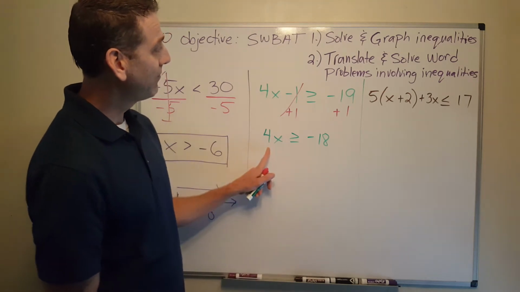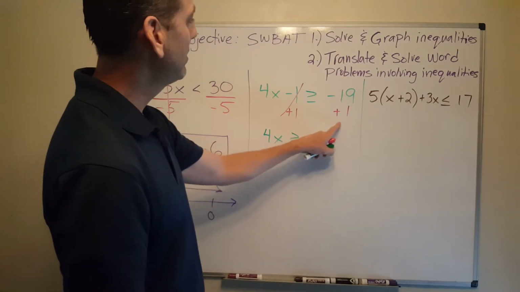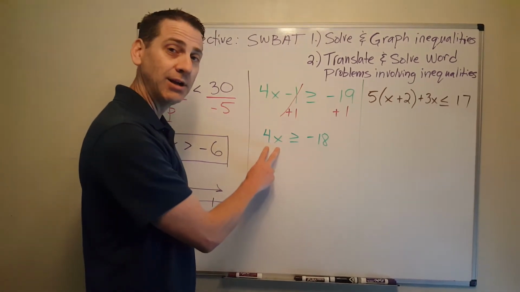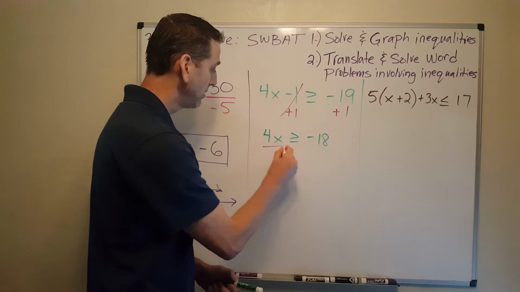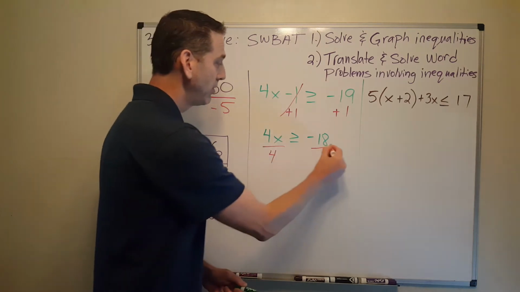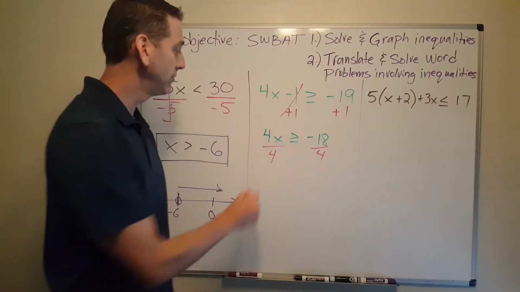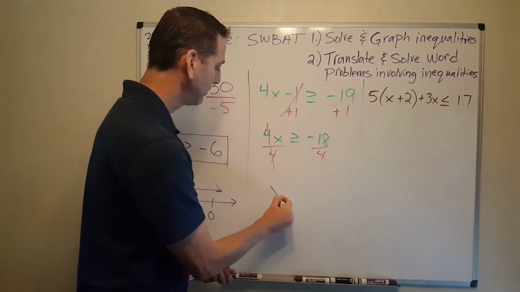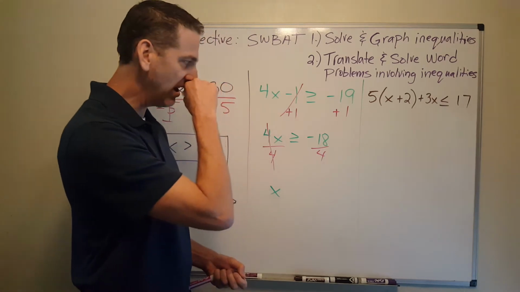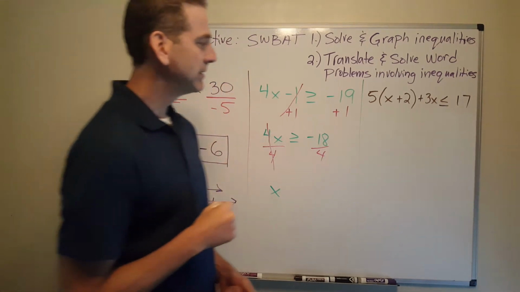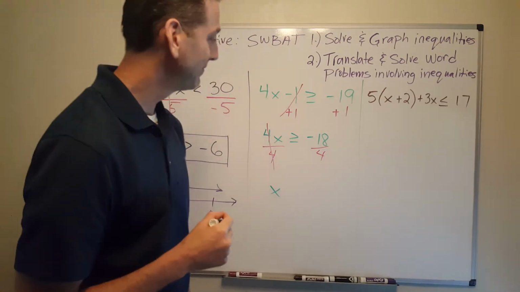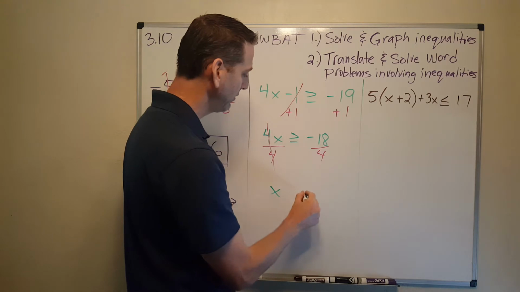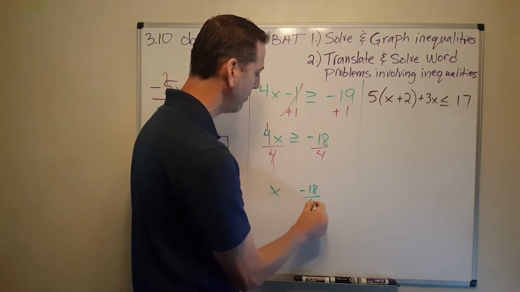Okay, so I got, oh wait, did I do that right? Plus 1, yeah, that's going to be a negative 18. Okay, so that's multiplication now, right? So I got to divide that. I got to divide 4 to both sides. 4 divided by 4 is 1. So I get x, and then 18 divided by 4. It's not going to come out nice and pretty, is it? Well, it's going to be negative 18 fourths. Let's just leave it that way for now.